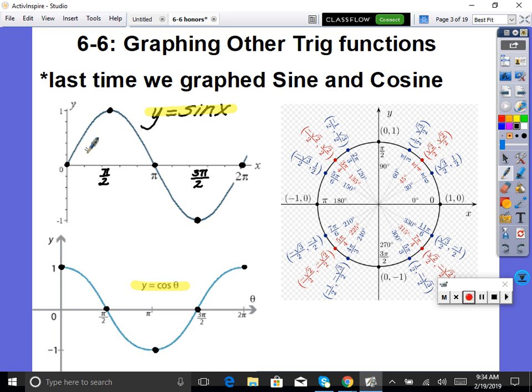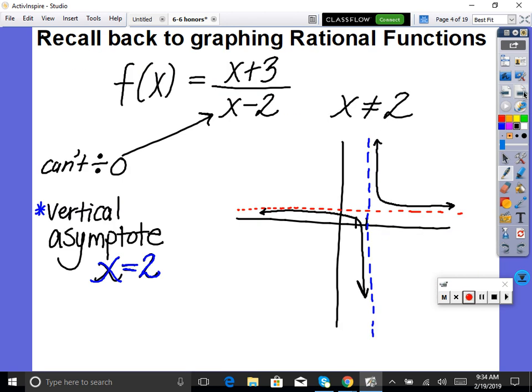And you guys just did really good. You showed me you understand how sine works and you understand how cosine works. Do you guys feel pretty confident with those? Okay. So let's start out by reviewing rational functions.